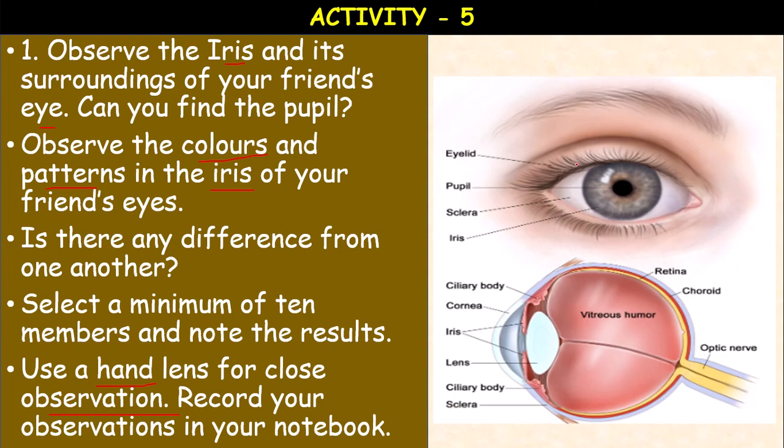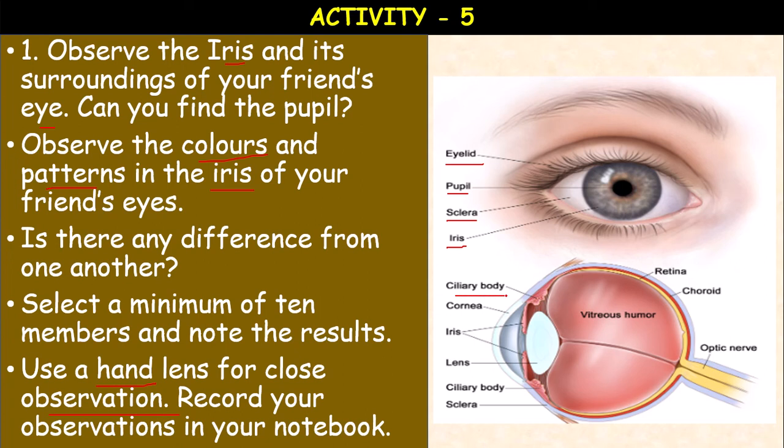Here you can see the eyelids. This is the pupil, the central slit-like opening. Then it is the sclera, the outermost layer, and this is the iris, the colored part. Compare the color of the iris of one friend with another. If you take observations from at least 10 members, you will find the difference. So this is the structure of the eye.